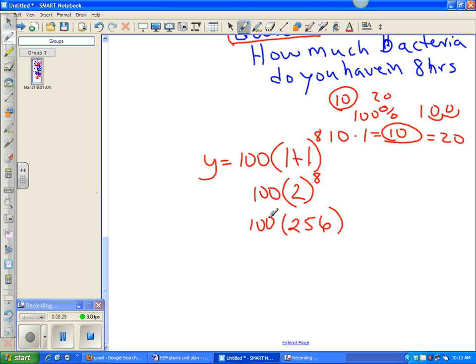The easy way of multiplying by 100 is just to add zeros to the end of it, which becomes 256, and you get 2 zeros at the end, 1, 2, which ends up to, in 8 hours, when you start off with just 100 bacteria, and the reproductive rate is 100% per hour, you end up with 25,600 bacteria. So this is an amazing amount of bacteria that grow, and that's why bacteria grow so fast, and you should wash your hands all the time.